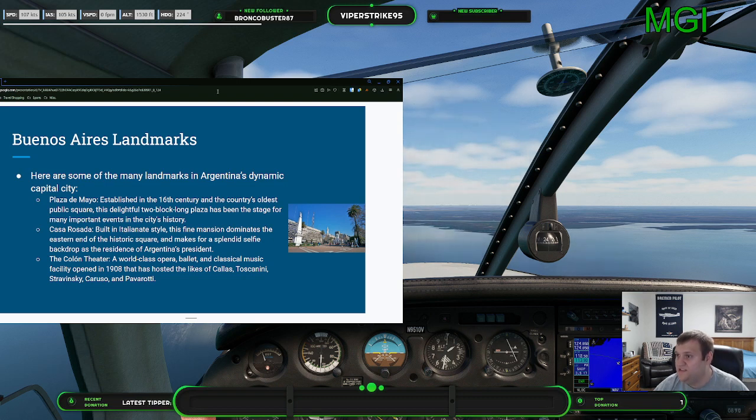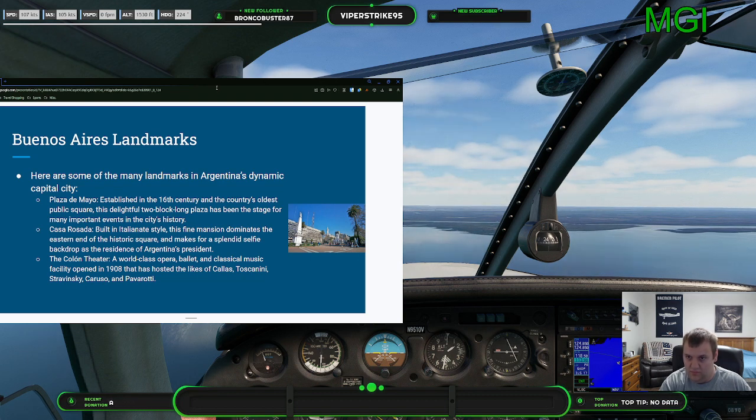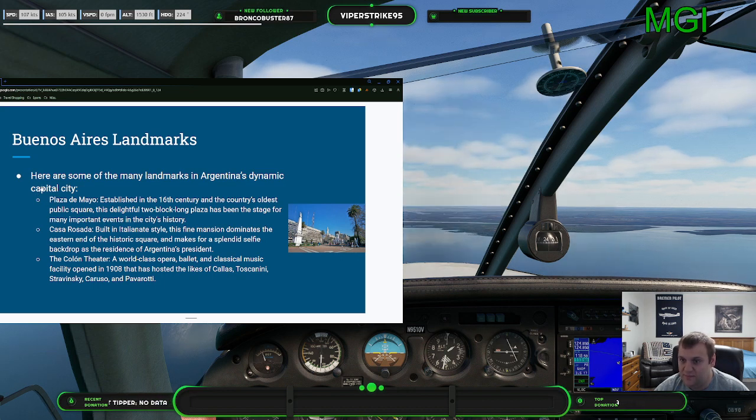But there are tons of Buenos Aires landmarks. There are a lot of sites here in the city. There's also tons of other ones too.